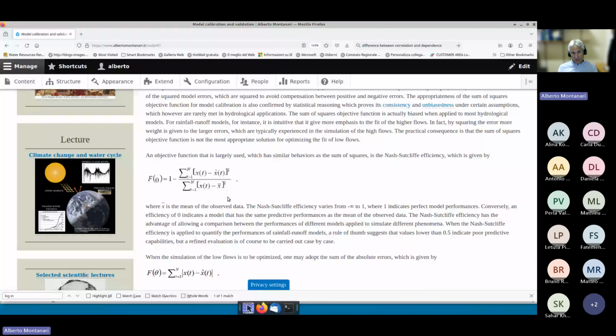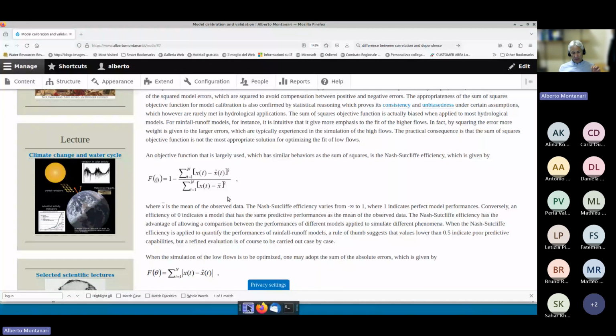not very useful. The Nash efficiency is very similar, but not precisely the same value, to the R-square coefficient, which you may have heard of. If you never heard of it, don't worry. We are not considering it here, okay? And they are more or less similar.